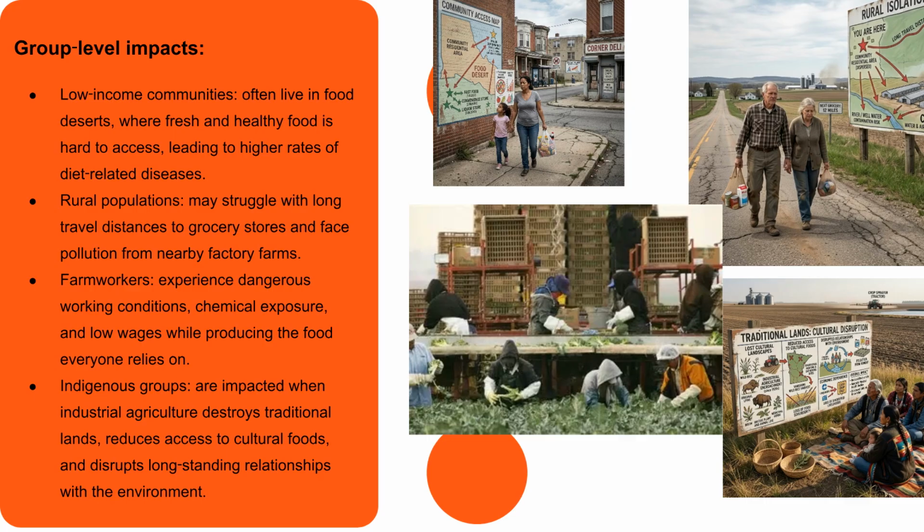Farm workers face exploitation, unsafe working conditions, and chemical exposure. Indigenous communities lose access to traditional food and land because of industrial agriculture and environmental damage. All of these experiences show how the food system reinforces inequality across society.